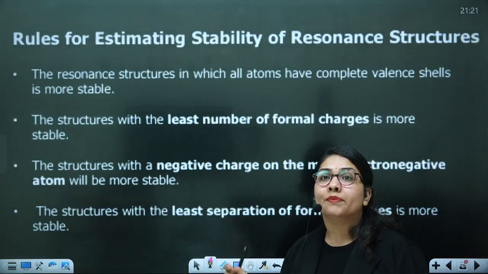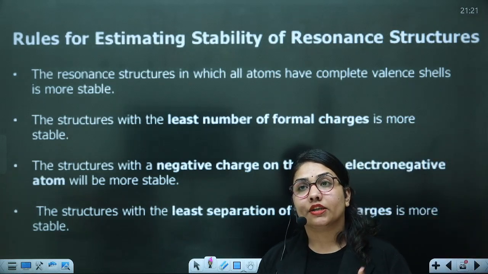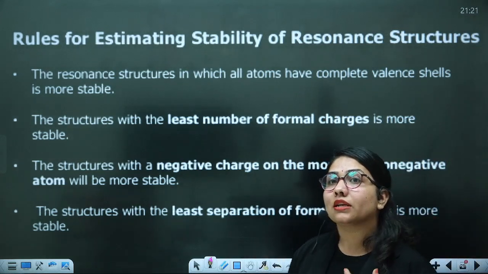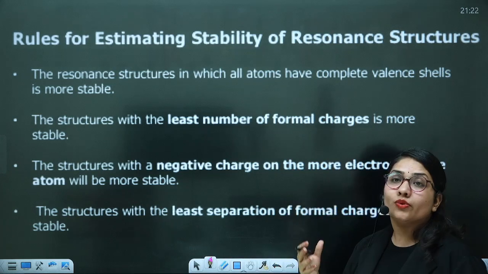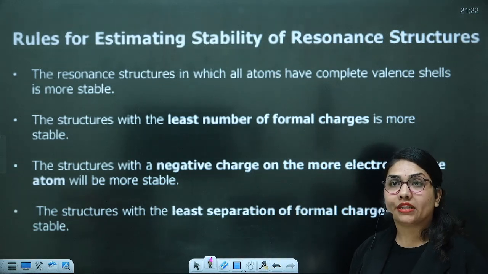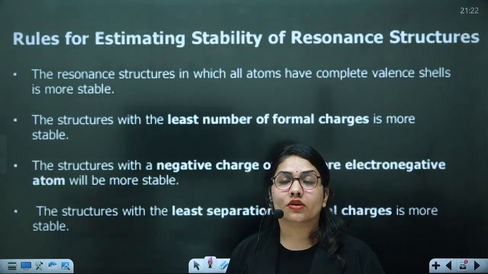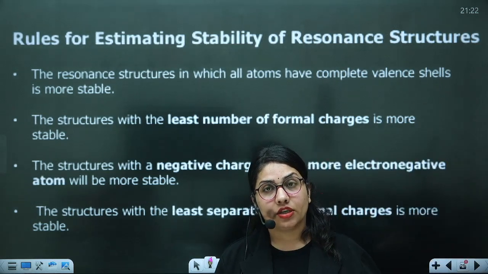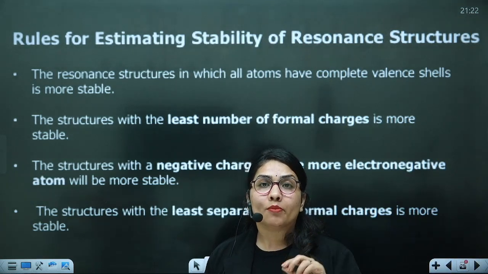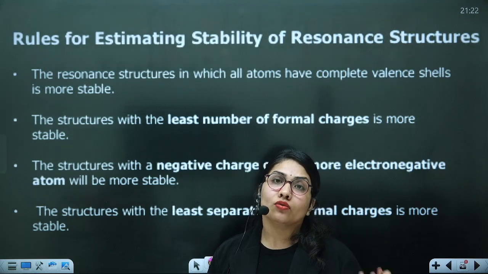Come to next, rules for estimating the stability of a resonance structure. There are some rules by which we can understand which resonating structure is more stable. There can be two resonating structures, four, or five, but one of them will be more stable than the other. So how will we get to know about it?